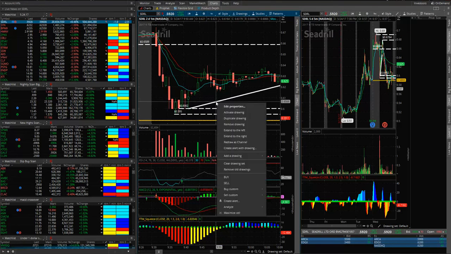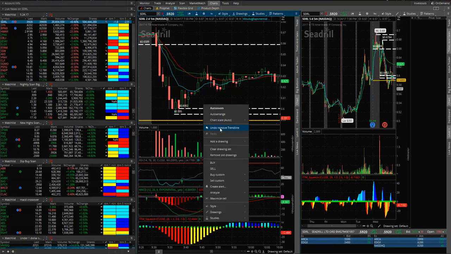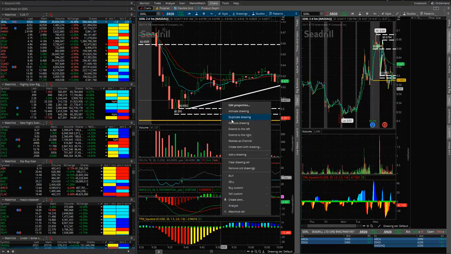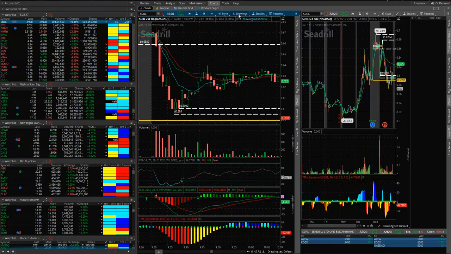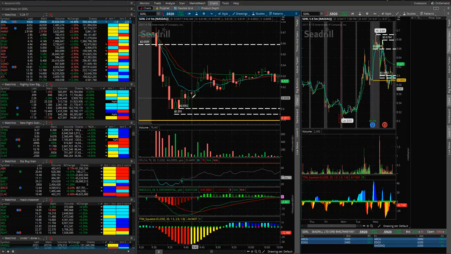So let me remove this trend line. If you notice, remove trend line. Let me go over to drawings. I'm still getting used to this. Sorry, guys.